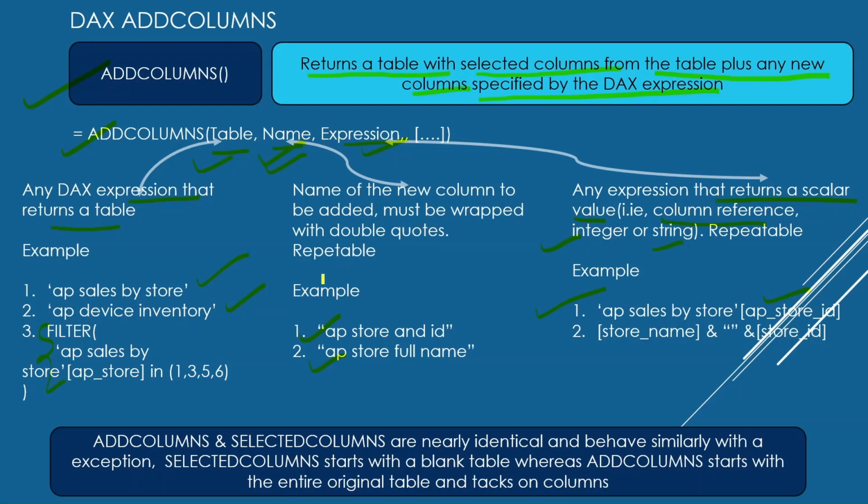AddColumns and SelectColumns behave identically, but there is one exception. SelectColumns starts with a blank table, whereas AddColumns starts with the entire original columns. So this is the one major difference between the AddColumns function and the SelectColumns function.